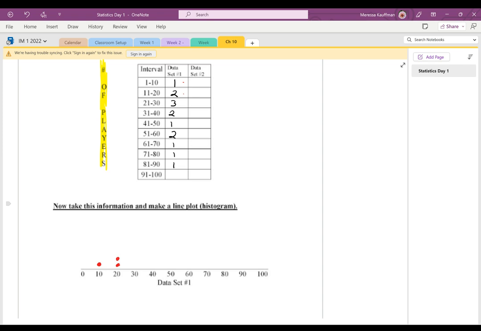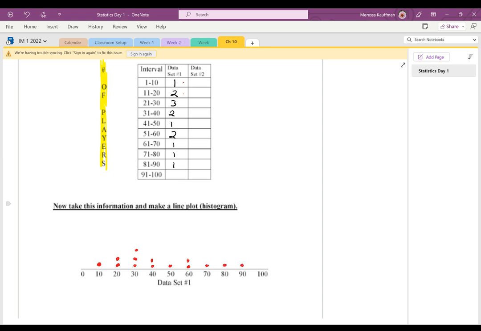And then from 21 to 30, I have 3. I'm going to do 1, 2, 3. And then for 40, I'll do 1, 2. For 50, I'll do 1. For 60, I'll do 1, 2. For 70, I'll do 1. For 80, I'll do 1. And for 90, I'll do 1.